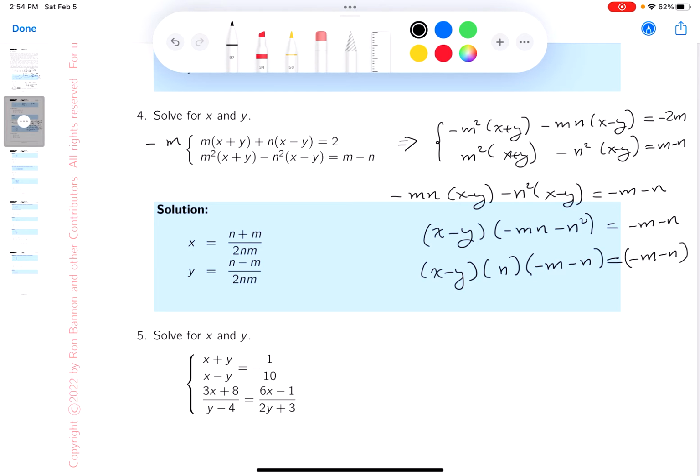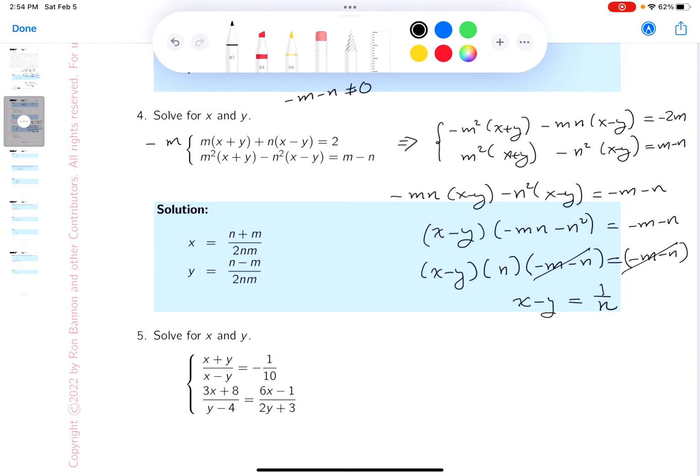Well, immediately what I notice about it, provided that minus m minus n is not 0, is that this thing would divide away. So what do you get over here? By the way, I'm saying that minus m minus n is not 0. All right? When I do that, what do you get over here? You get x minus y equals 1 over n. Well, that's convenient.